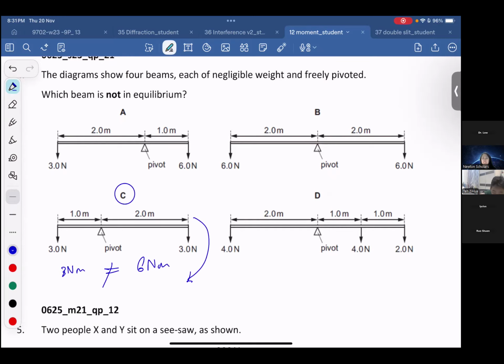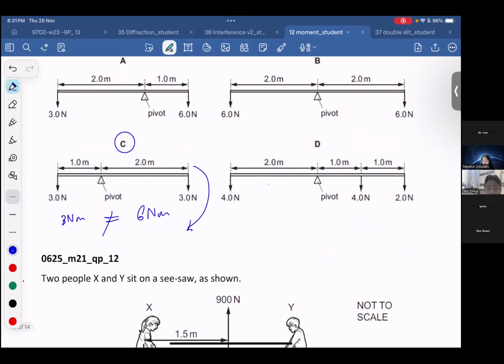How about D? Okay, so here 4 times 2, I get 8 Newton meter. For the other side, clockwise moment, I got 2 forces. How should I do? Some of the students would think that I add up the 4 Newton plus 2 Newton, 10 times the distance. Wrong, it cannot. So what should we do? 4 Newton times, from here to here is the distance caused by the force. So it's times 1 plus, I got 2 clockwise moment.